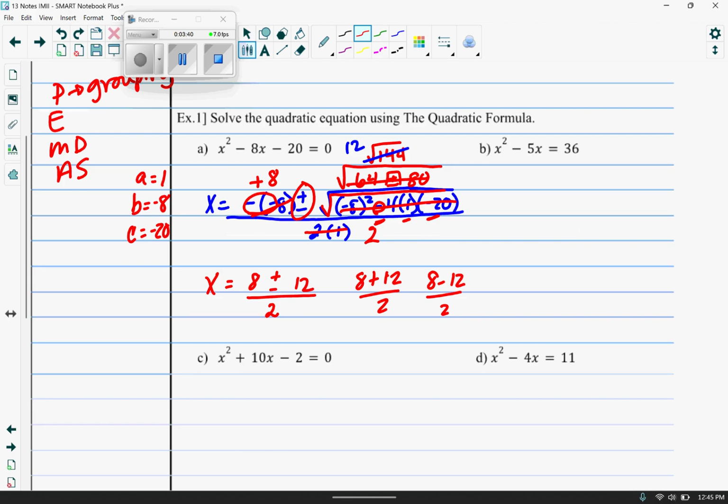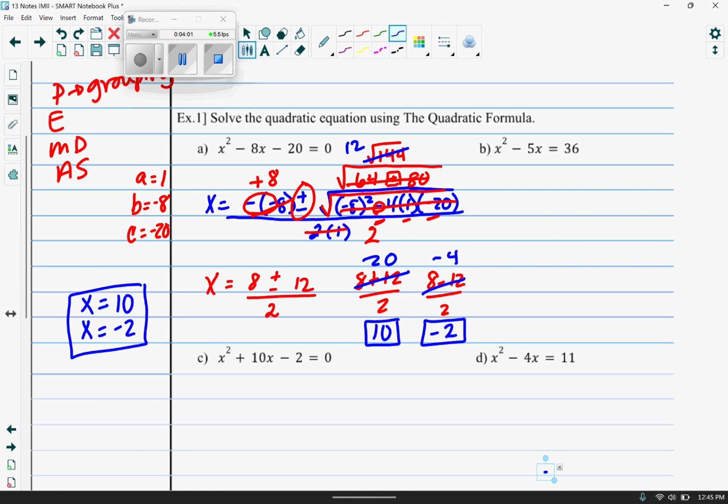Well, 8 plus 12, I'm going to change my color here again for you, is 20. 20 divided by 2 is 10. 8 minus 12 is negative 4. Negative 4 divided by 2 is negative 2. So x equals 10 and x equals negative 2. Those are my two answers.